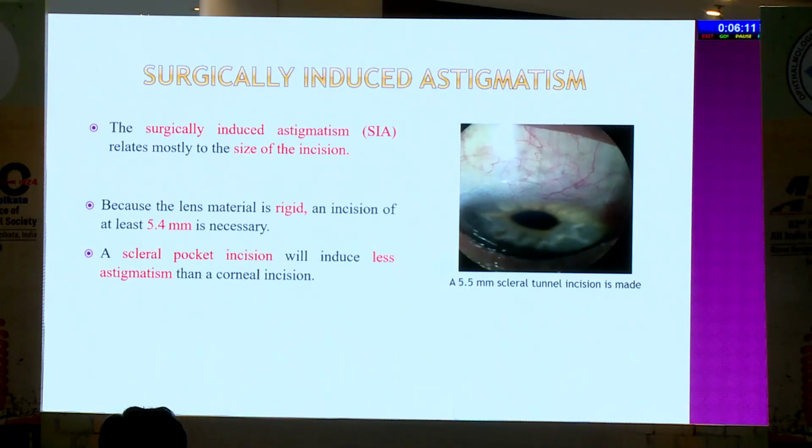As we know, surgically induced astigmatism depends upon the size of the incision. Since these are rigid lenses, a minimum incision of 5.4 millimeter is necessary. This can be further reduced by making a scleral pocket incision.